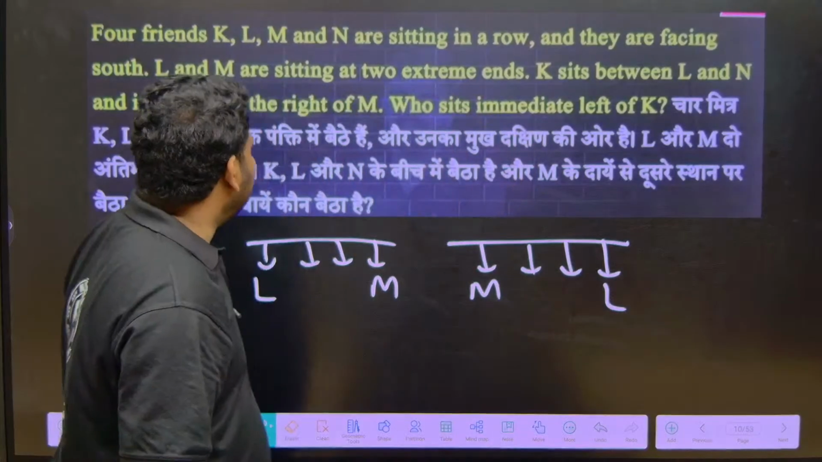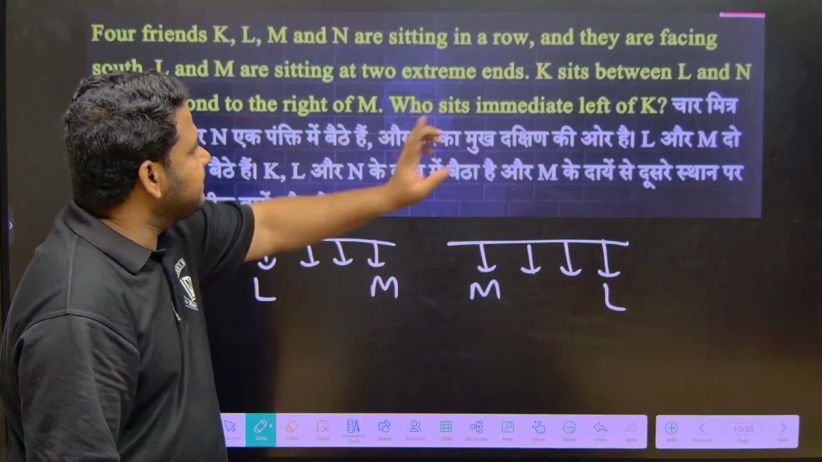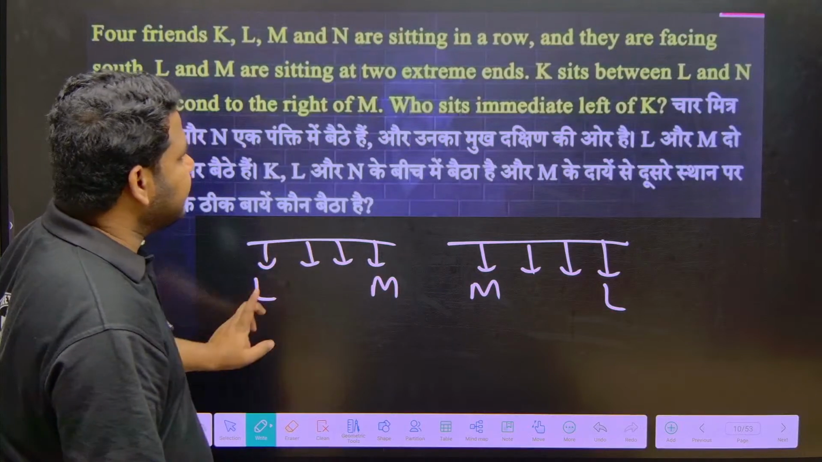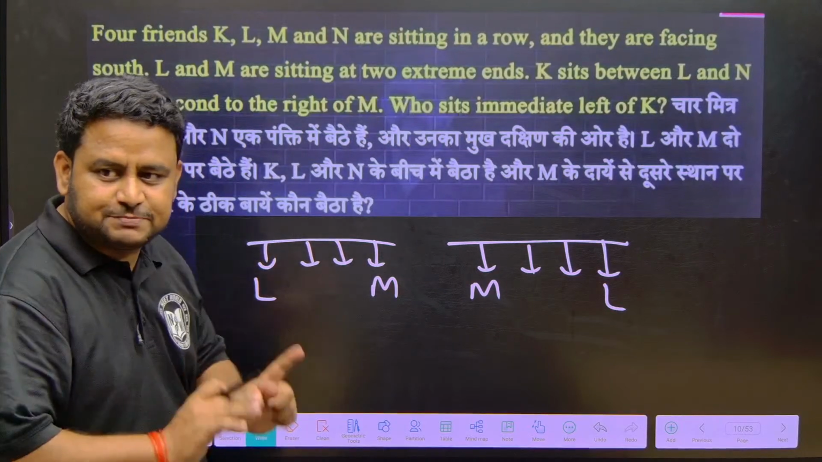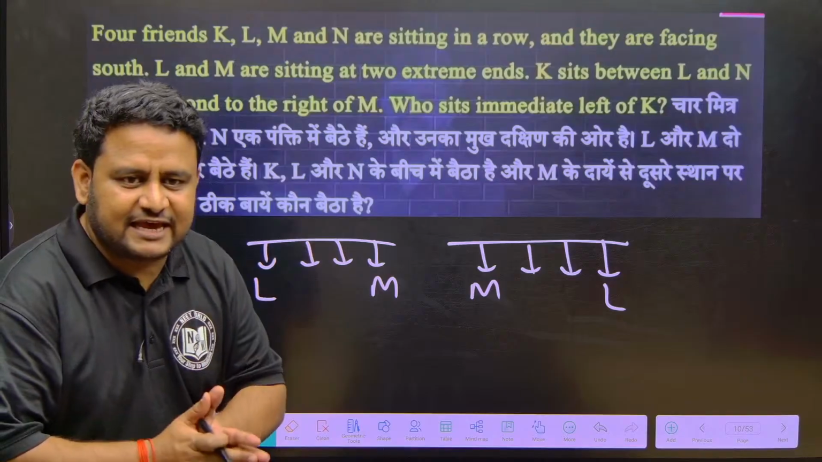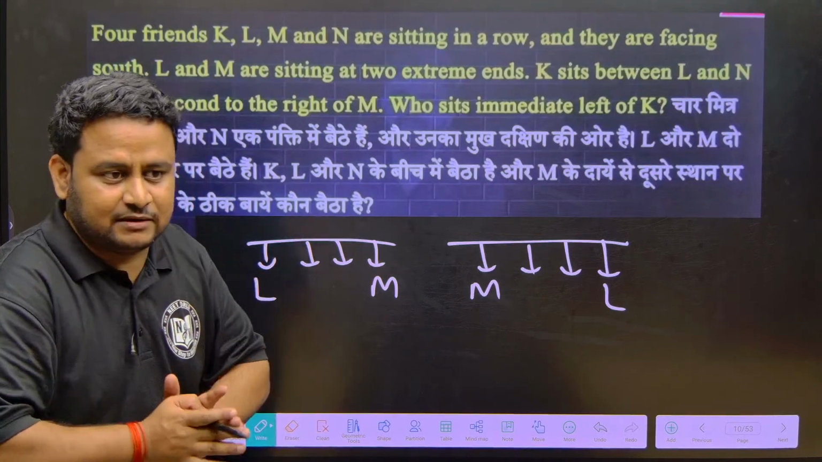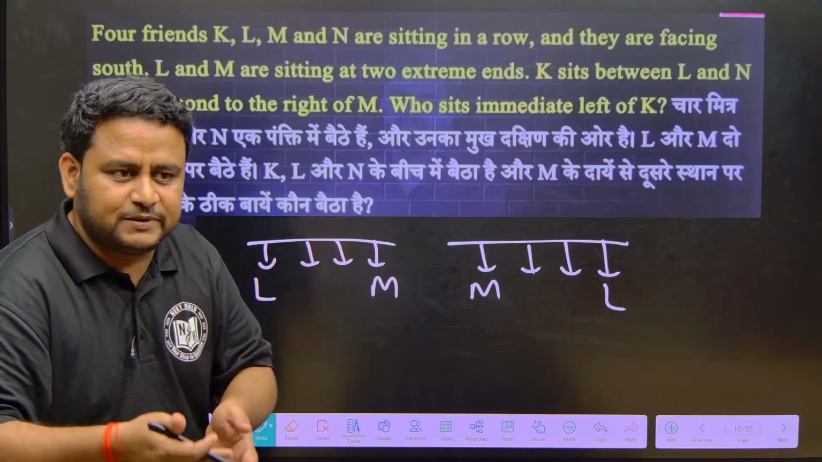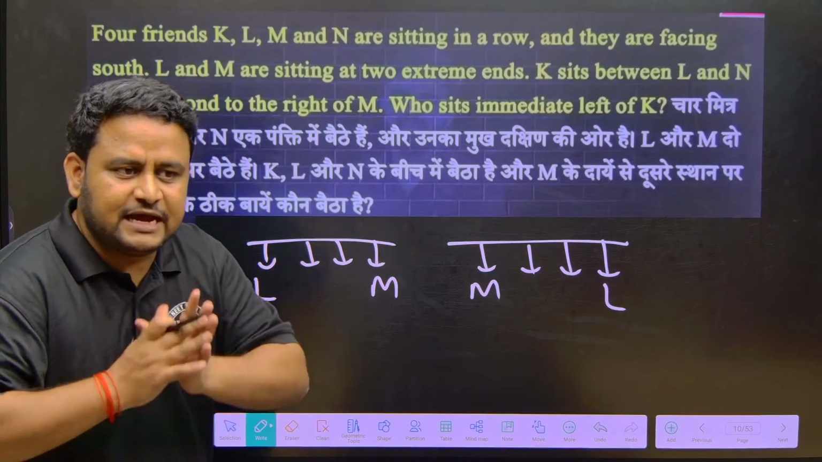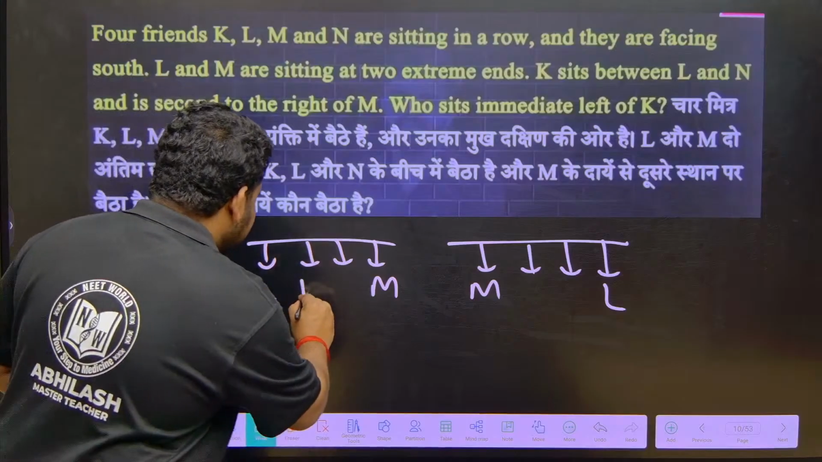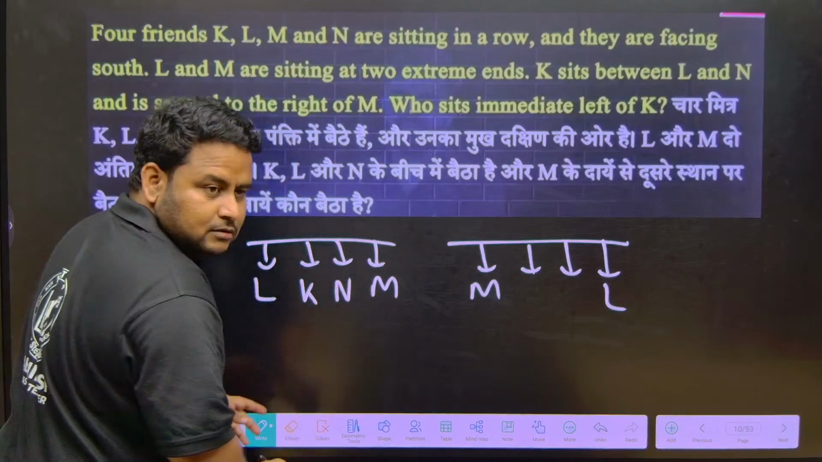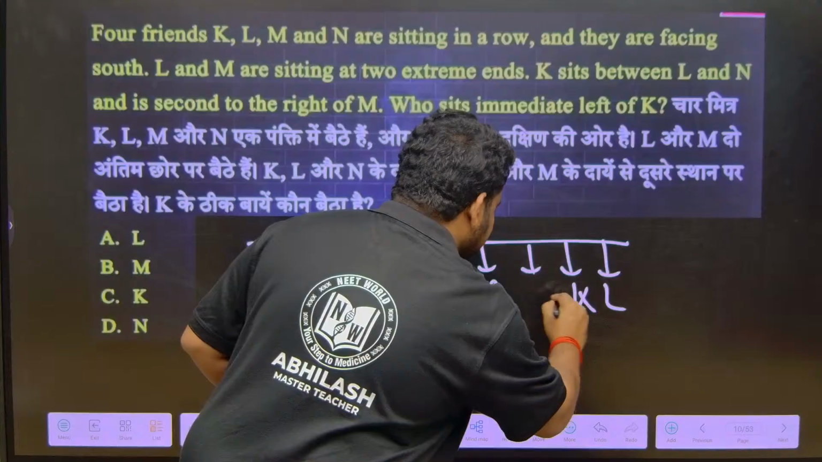Done. Now K sits between L and N. K sits between L and N means for K the immediate neighbors are L and N. If I say Sir sits between me and you, then for Sir the immediate neighbors are me and you. So this will become K, and this will become N.